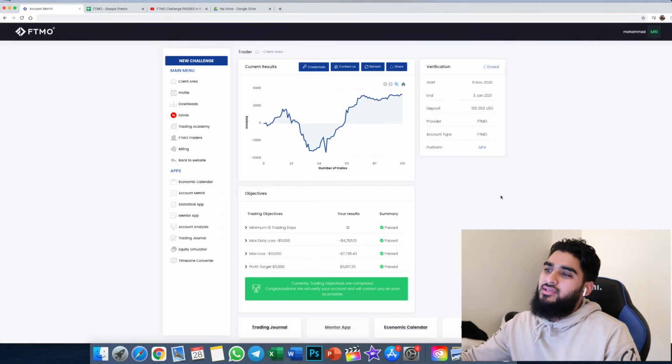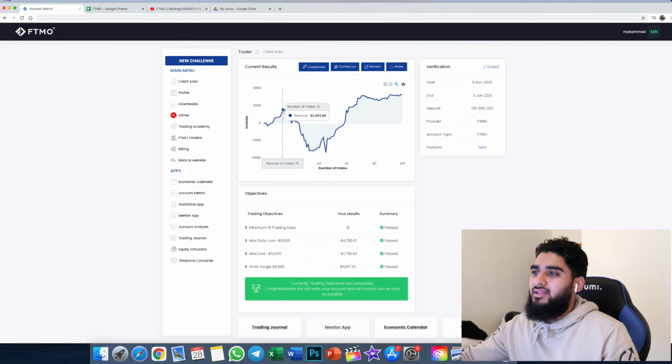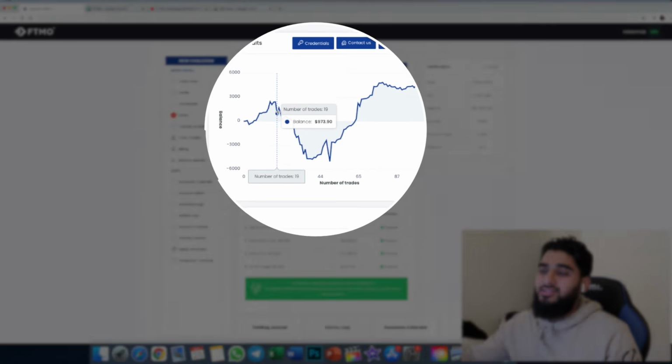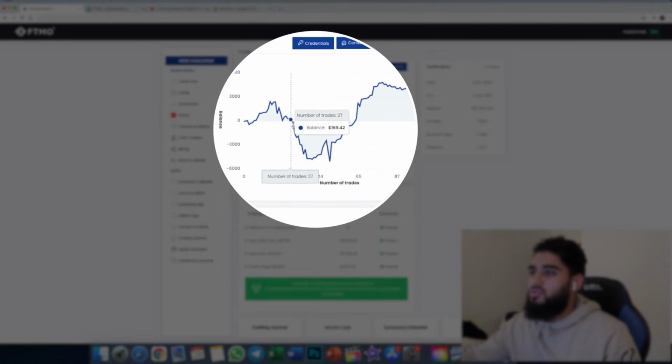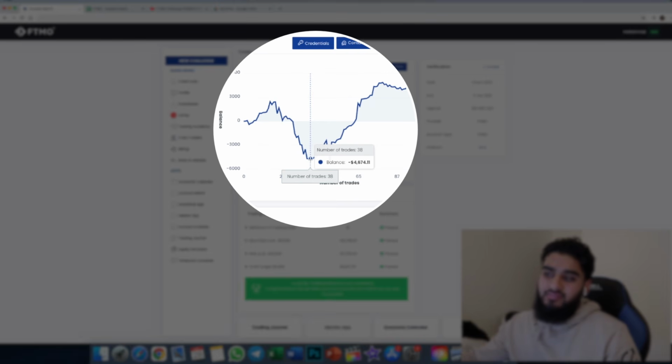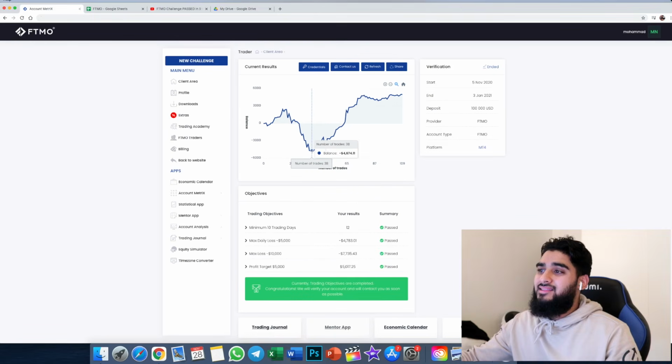And here is my equity curve, starting off really well, hitting nearly 2.5% in the first 15 trades. And then after that I took a huge loss, had a really bad trading day, took a huge loss, went all the way down to nearly minus 4.67%. So I was down quite a bit on this verification, and at this point I was starting to lose hope on this FTMO account. I was like, can I even recover this?